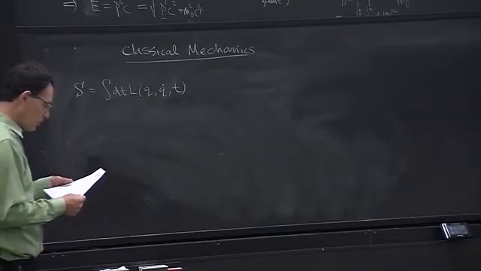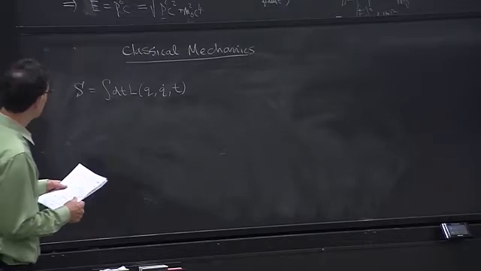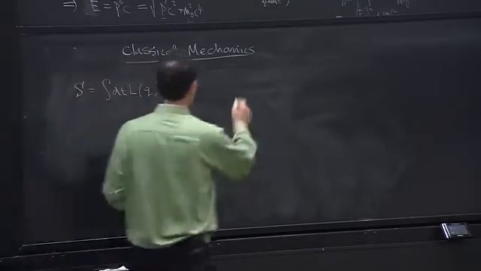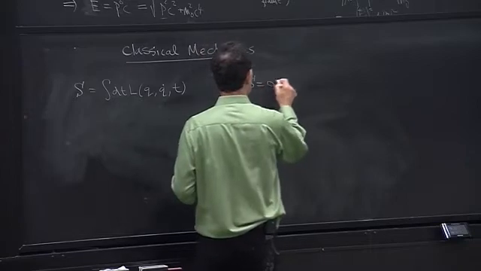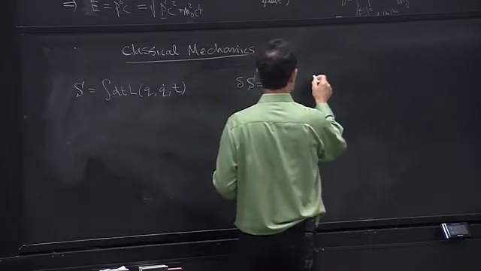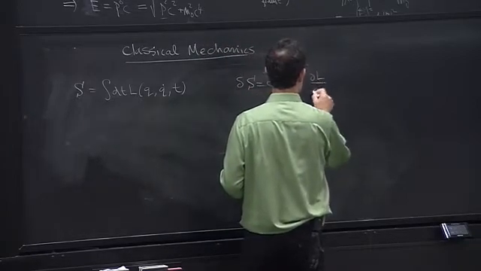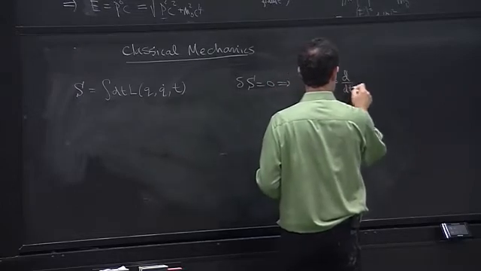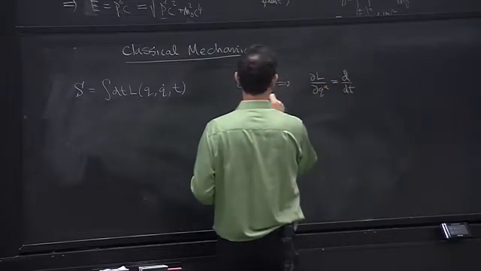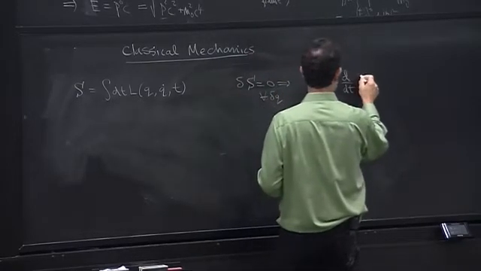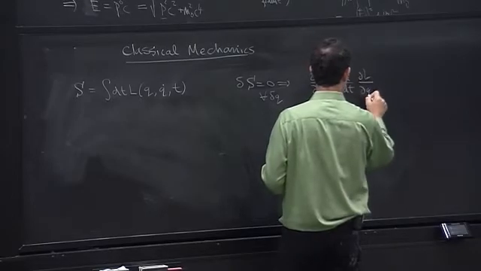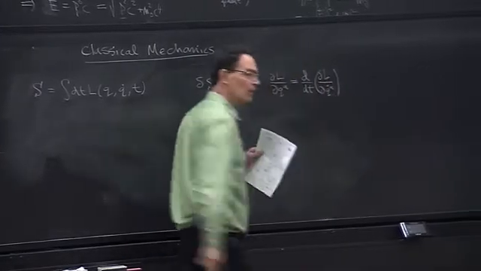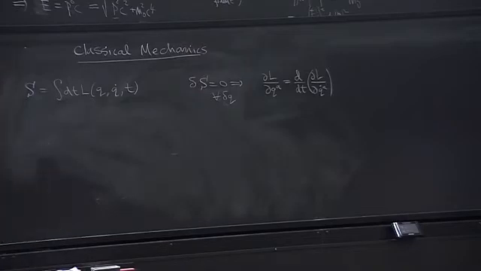And what I'm supposed to do is vary this. And of course, as you know, delta S equals 0 for all delta q implies the Lagrange equations of motion, that dL/dq_a is equal to d by dt of dL/dq dot_a. Okay, so those are the Lagrangian equations of motion. I assume you've all done this in classical mechanics.